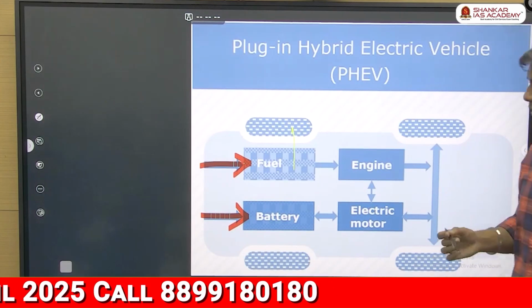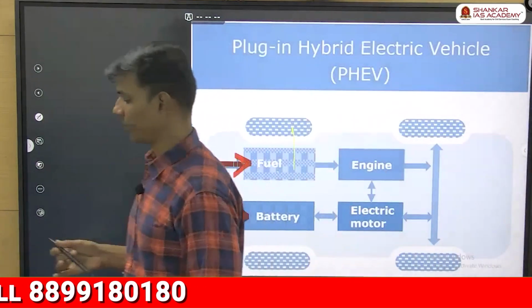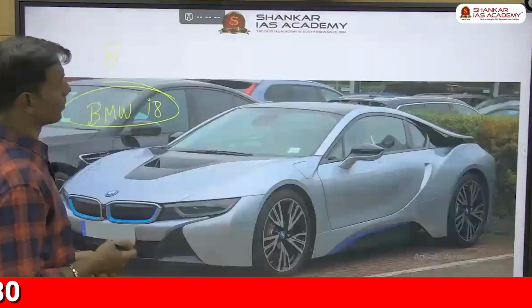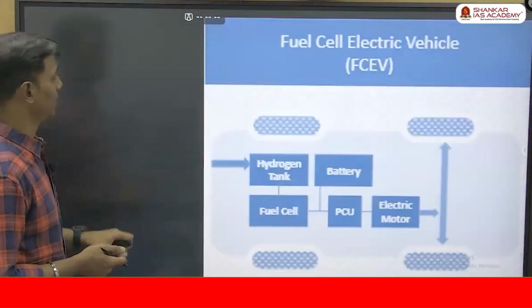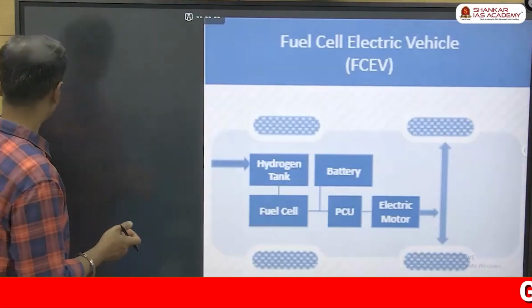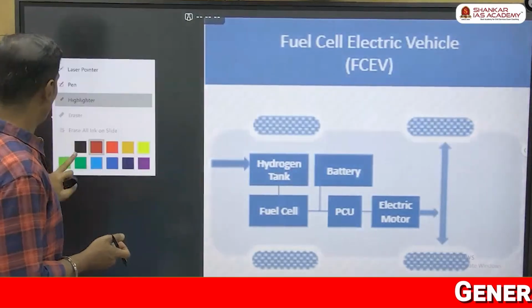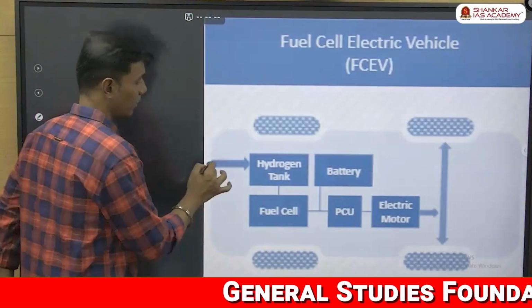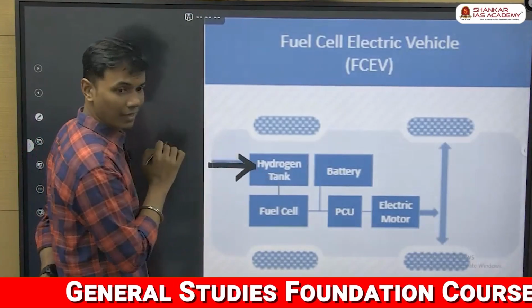Noted this? Yes. Followed by this, the next one. Last type of electric vehicle we are going to talk about is fuel cell electric vehicles, or FCEV. Do you remember the concept called fuel cell? What was given as fuel for the fuel cell? Hydrogen. See here, arrow mark near hydrogen tank.